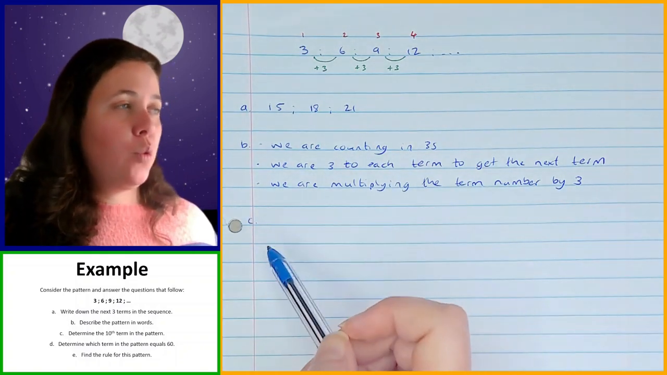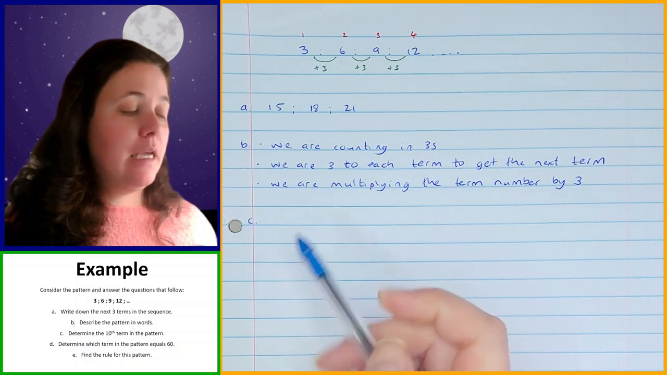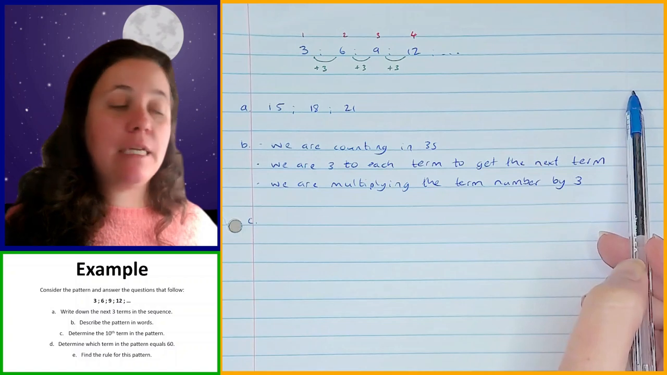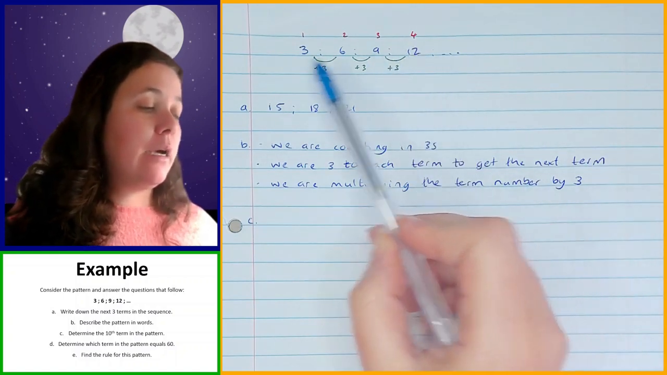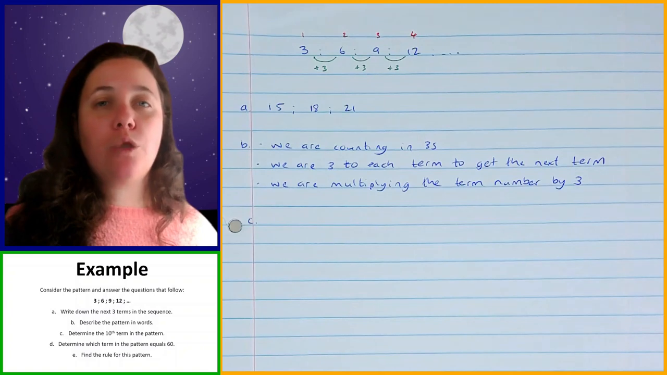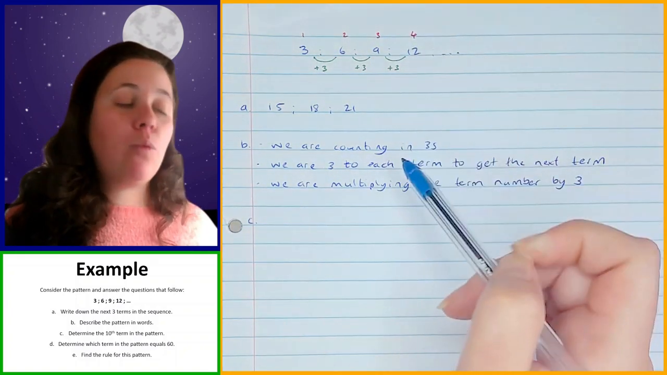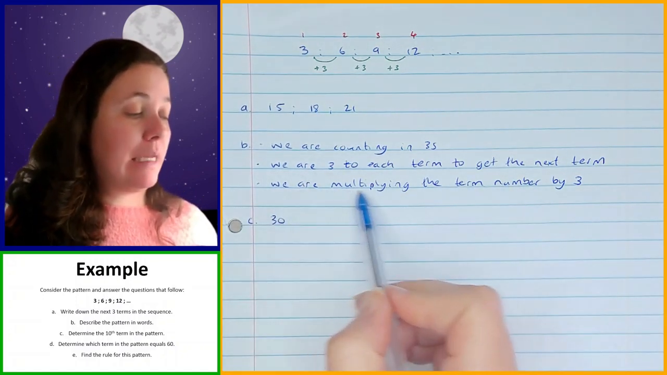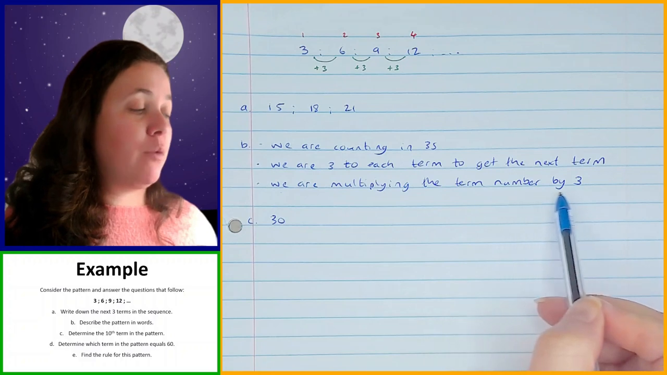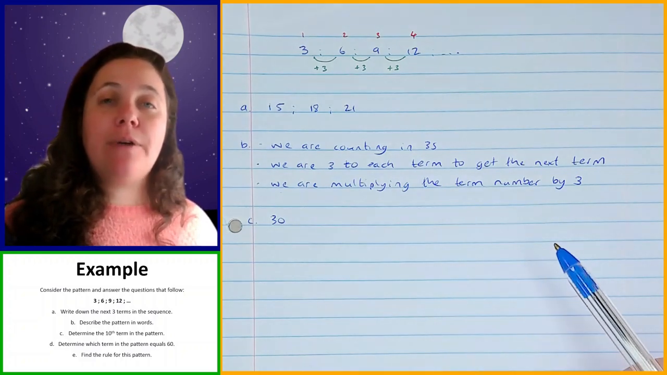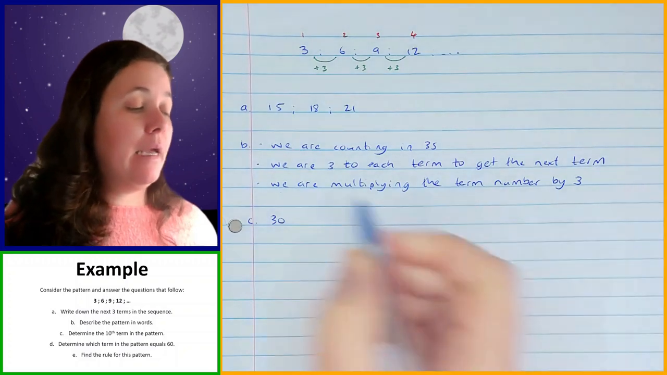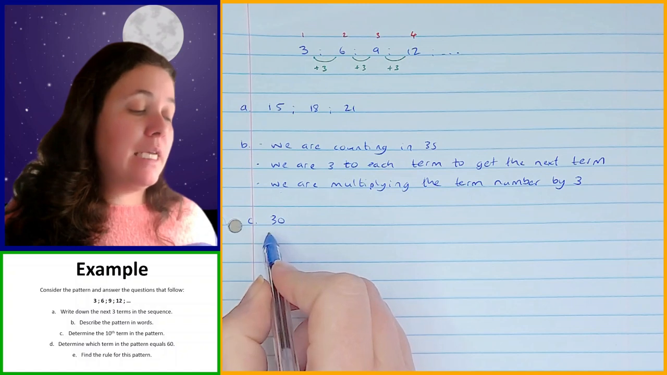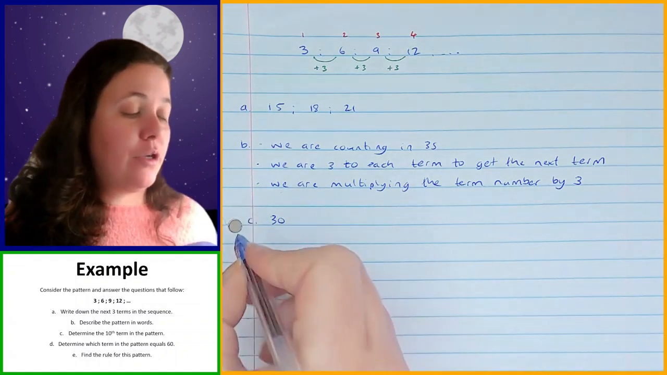For question C, we need to work out the 10th term in the pattern. I have a couple of choices. I can carry on counting in threes until I get to the 10th term: 3, 6, 9, 12, 15, 18, 21, 24, 27, and so on, until I get to the 10th one, which would be 30. Or I can use what I said earlier, that we are multiplying the term number by 3. To find the 10th term, we multiply 10 by 3, and that also gives us 30. So we can work out the 10th term in either of those two ways.